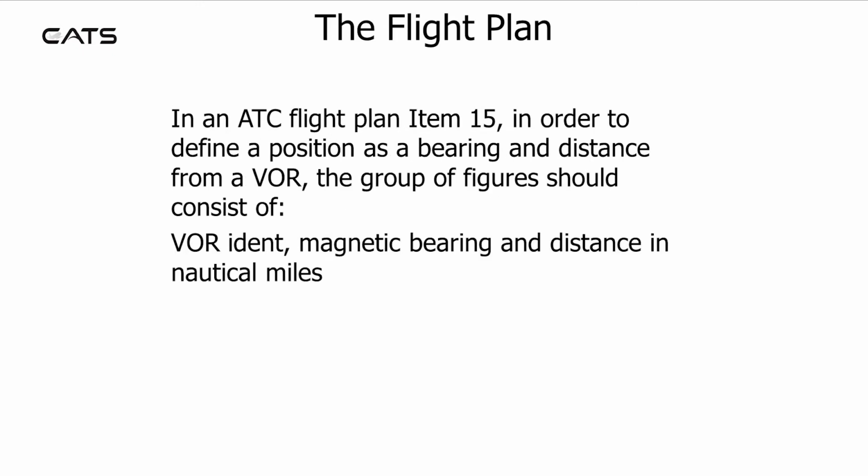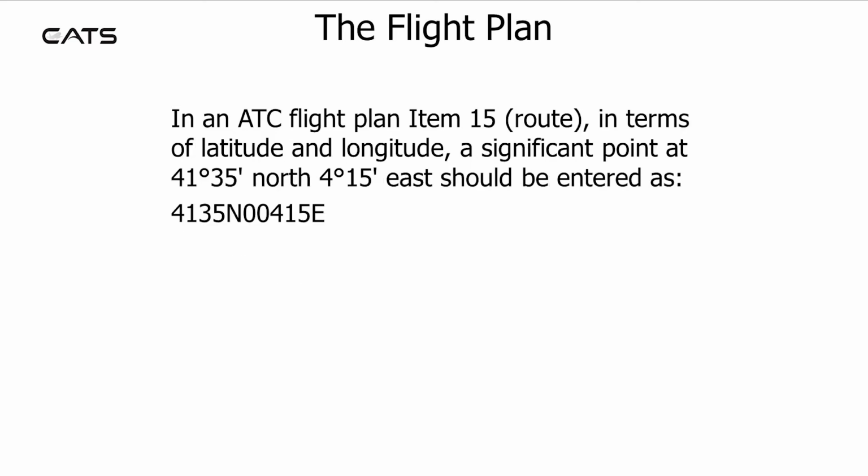In an ATC flight plan item 15, in order to define a position as a bearing and distance from a VOR, the group of figures should consist of VOR ident, magnetic bearing and distance in nautical miles. In an ATC flight plan item 15 route, in terms of latitude and longitude, a significant point at 41 degrees 35 minutes north, 4 degrees 15 minutes east should be entered as 4135N 00415E.